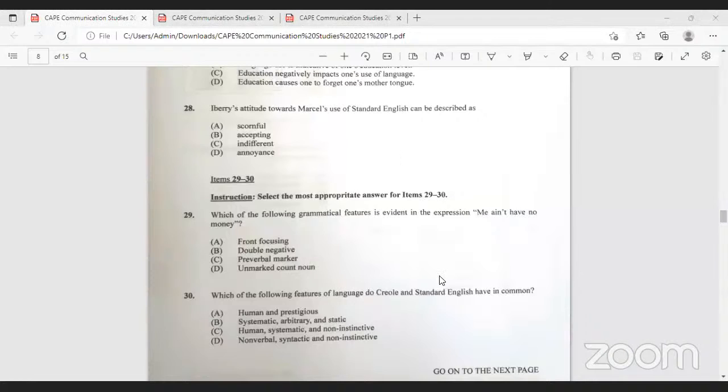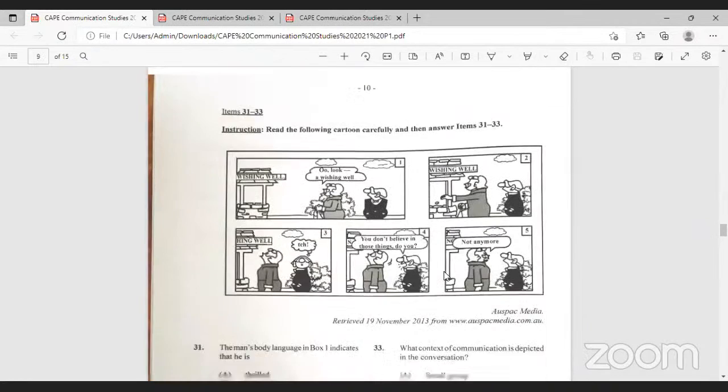C is the answer. It's human, systematic, and non-instinctive. Does everybody see why it is C? Both of them are systematic, both of them are human. So automatically, it doesn't matter whether it's non-instinctive or not. Since there are repeated options in each of them, you just need to eliminate what is not. And so once it is human and systematic and it has two to the three, that is the answer. So 30 is C. So 29 is B and 30 is C.